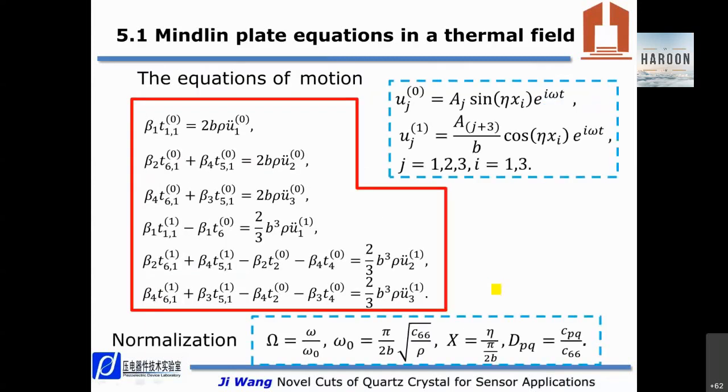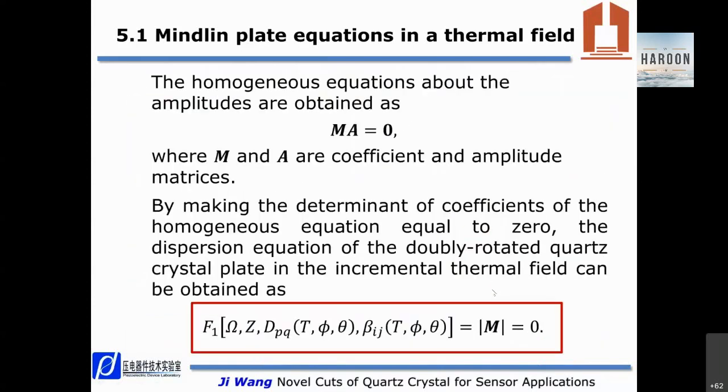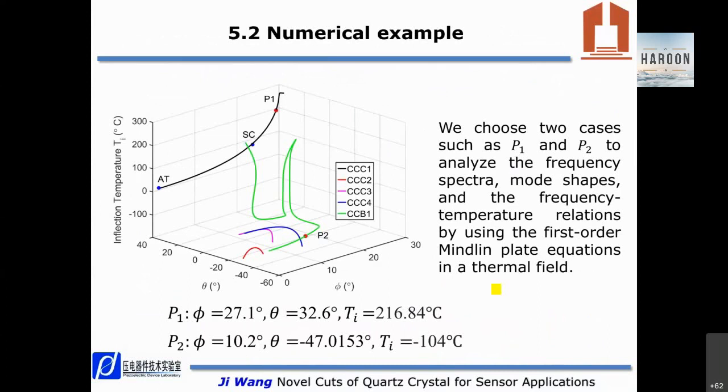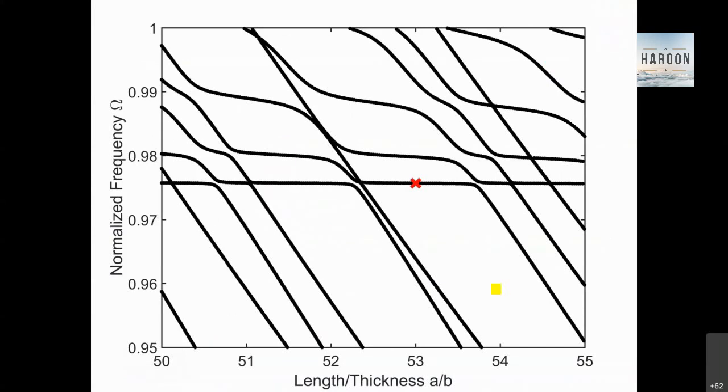So you have more equations. And the numerical calculation part is also more complicated, but basically we can get the same results. So that's our calculation with the Mindlin plate equations. We still find the orientations we are interested in. So this plot is called frequency spectra.